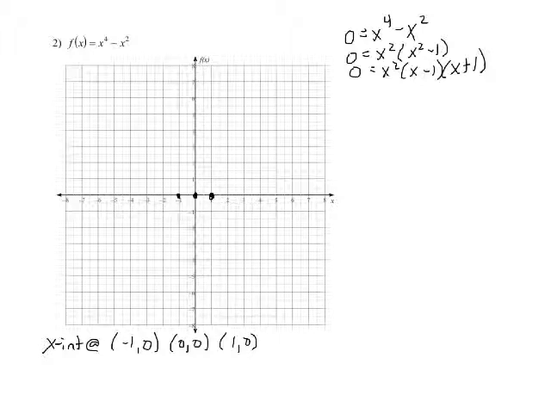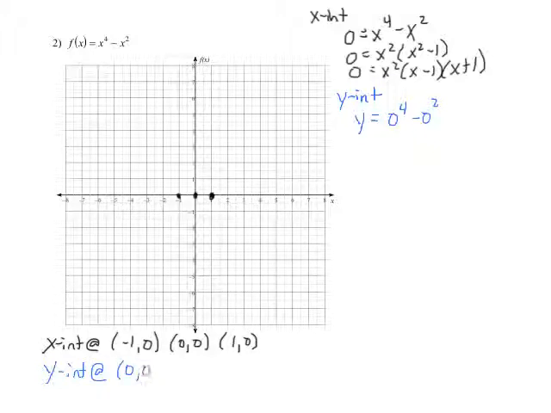And then we are going to find our y-intercept. Let's label this x-intercept. The y-intercept occurs when we let x be 0. So we have 0 to the 4th minus 0 squared, and that is 0. So we get our y-intercept at (0, 0), which we've already plotted. But there we go, y-intercept at (0, 0).